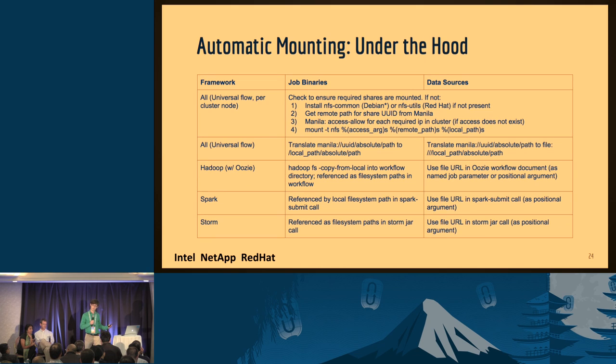So if they are already there, you don't need the network to newly reach out to download those utilities. We then call out to Manila to access allow for each IP, just as Jeff was talking about, and we mount. At that point, we just translate your paths from the Manila UUID back to a file system path, and you're good to go. And there are slightly different implementations for Oozie, Spark, and Storm. You can look at those if you like.